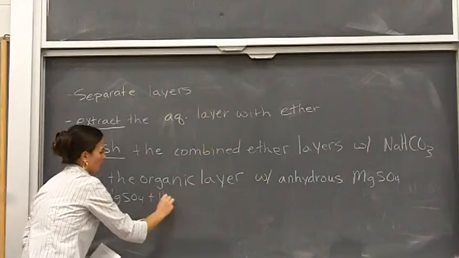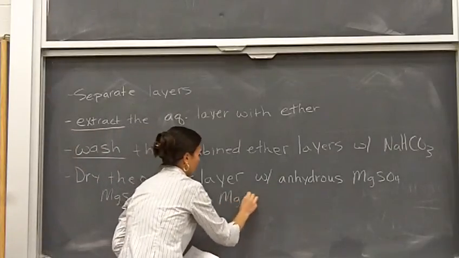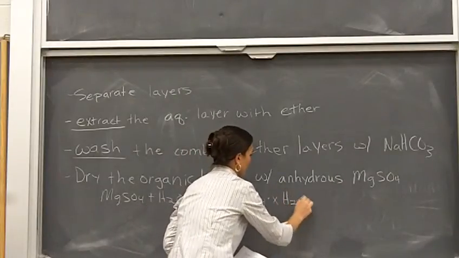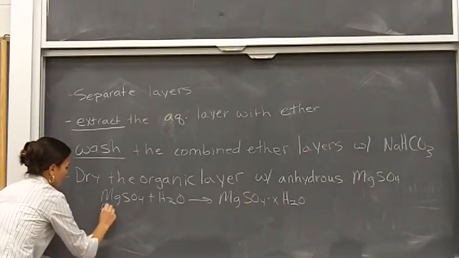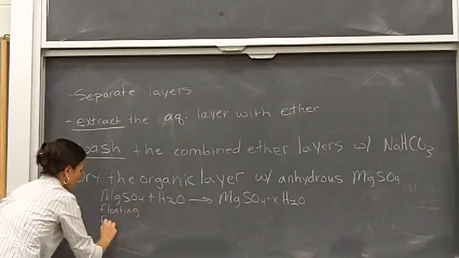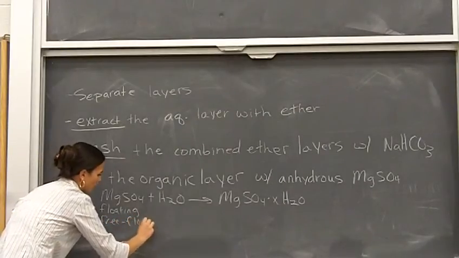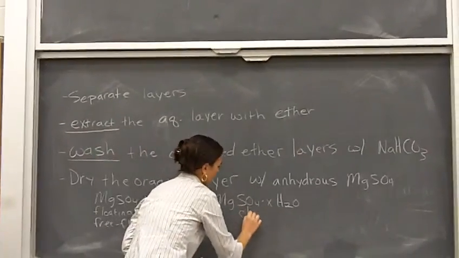What you're going to do is you're going to have that magnesium sulfate. It reacts with water in your organic layer and complexes with the water, hangs on to the water for you, okay? So this is like floating, free-flowing when you put it in your flask, okay? When you get it wet, it makes clumps.